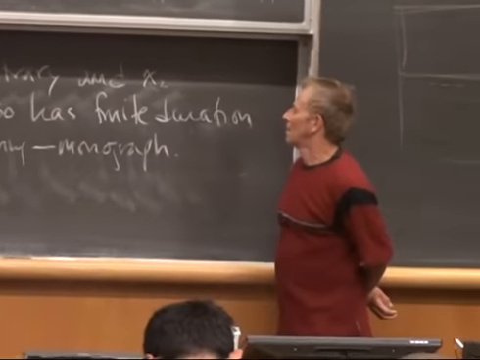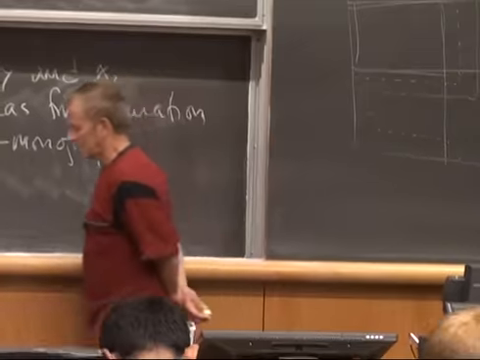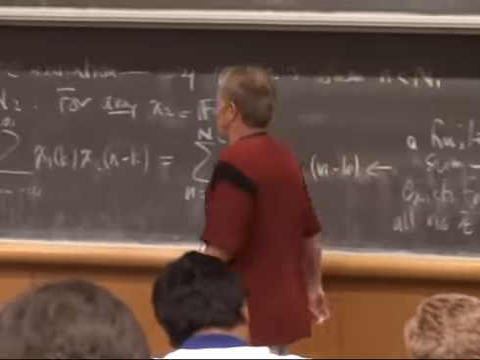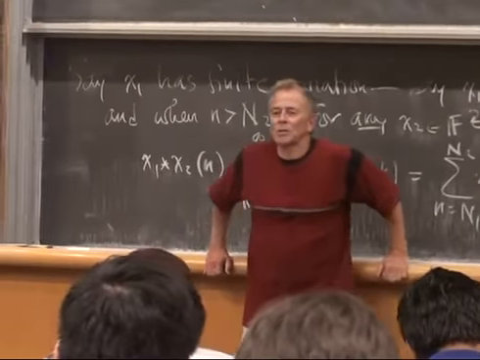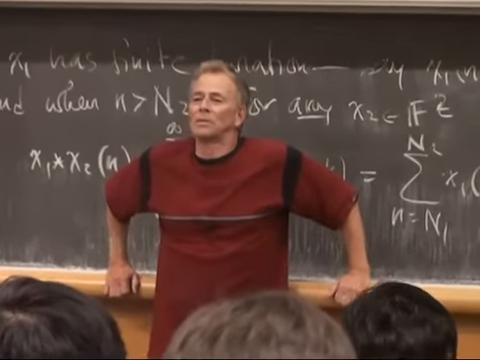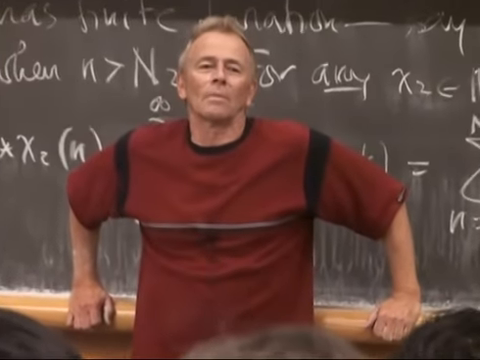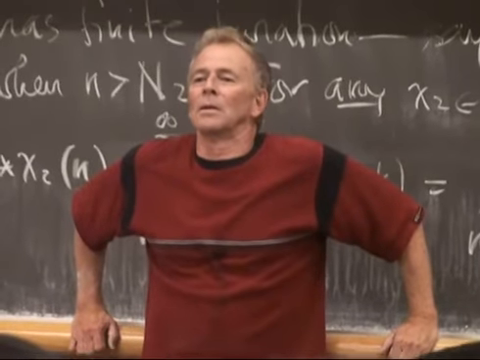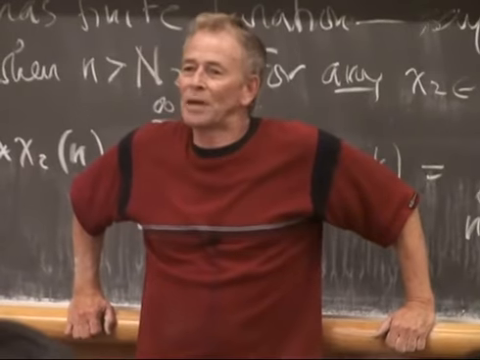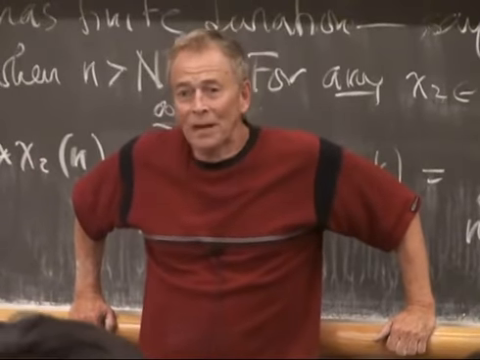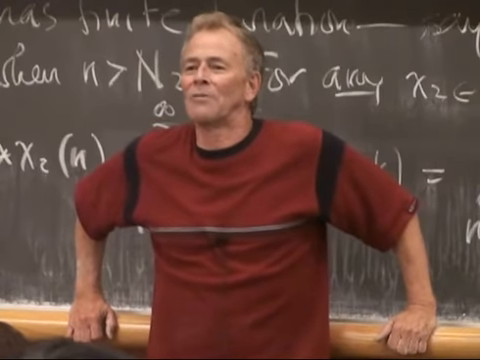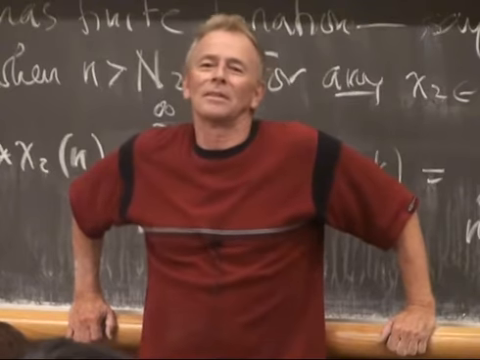Now here's an interesting question, a version of which will appear on the prelim, I'm sure. Suppose I have two signals x1 and x2, and I convolve them, and I get a finite duration signal. Do both of them have to be finite duration? Does at least one of them have to be finite duration? Or is it possible to take two infinite duration signals, convolve them, and get a finite duration signal? What do you think?